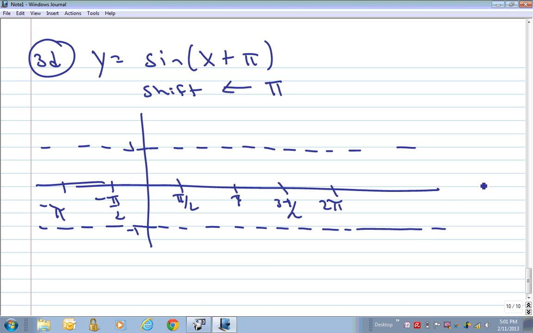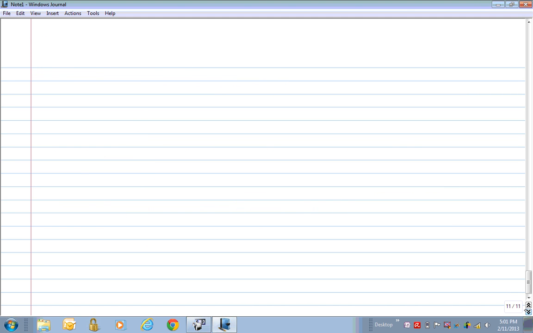The sine graphs always start at the axis, but we're shifting left pi, so that would move us all the way over here to negative pi. From there, you're going to use the same pattern you have: top of the amplitude, axis, bottom of the amplitude, back to the axis. That's 1 period of your sine graph. And there you go. Bearcats. All right. How about E?